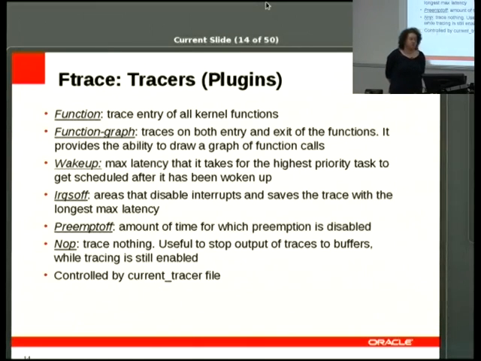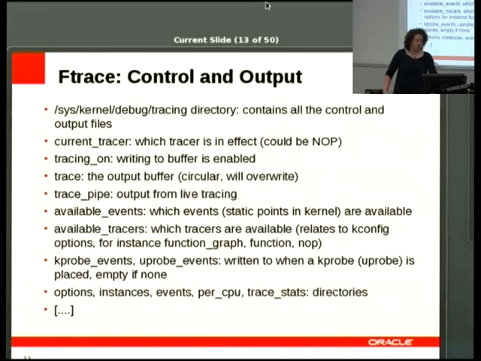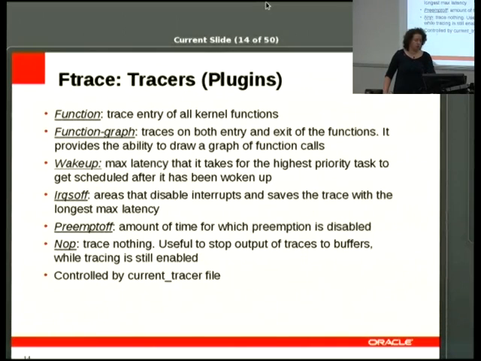So what can you trace with Ftrace? Function will trace the entry of all the kernel functions. With function graph, you can trace entry and exit of the functions, and therefore you can actually construct a call graph. You can look at latency, interrupts, preemption, and you can also decide to trace nothing in case you want to interrupt the collection of your data. Which tracer is in effect is controlled by this current tracer file, which I talked about before. So you can have fun and enable all sorts of different things there.